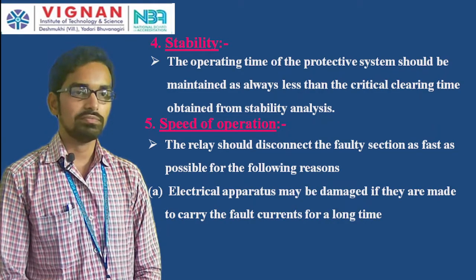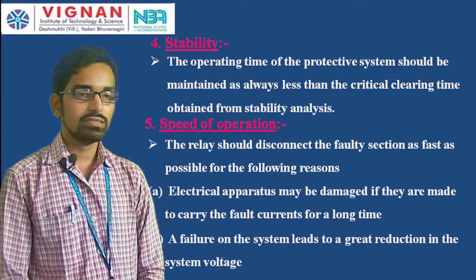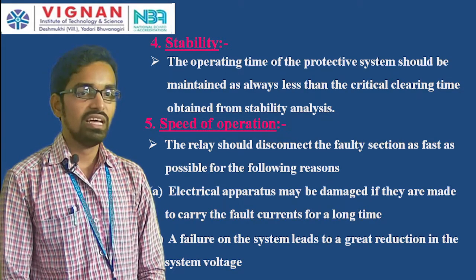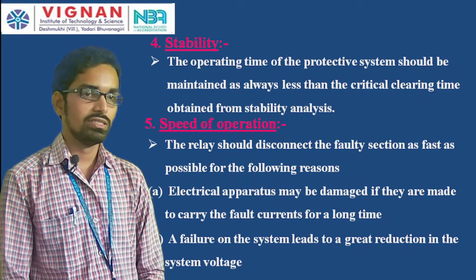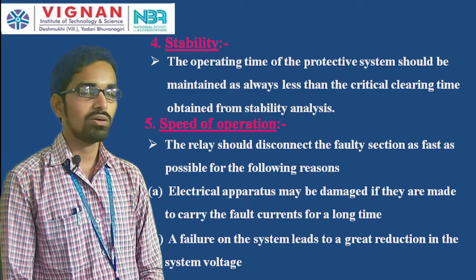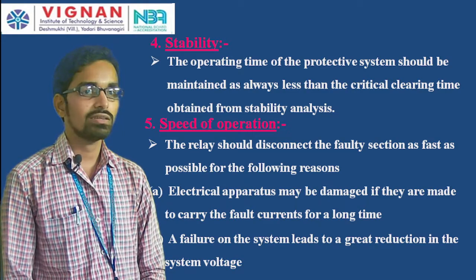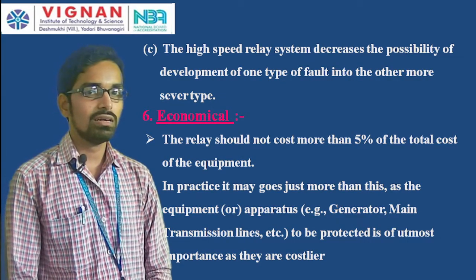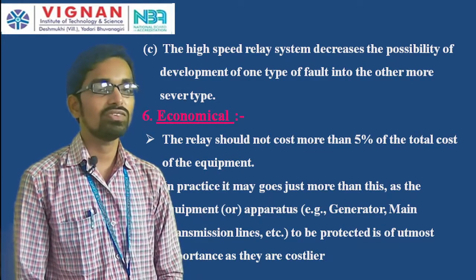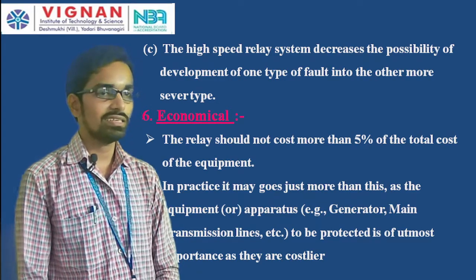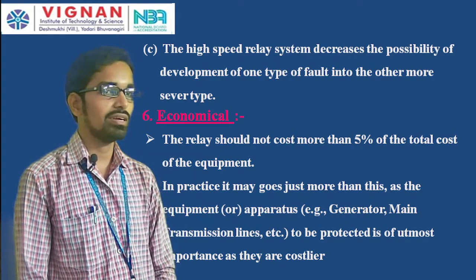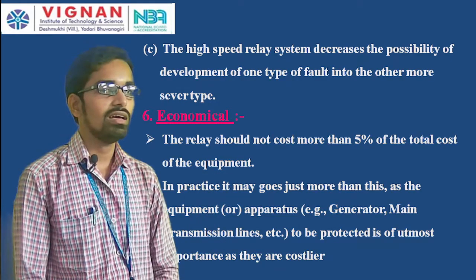So, we should not lose them as they are costlier. The next reason is that a failure on the system leads to a great reduction in the system voltage. If the system voltage is reduced, then what happens? Then a low voltage problem arises, right? That is not desirable. The third reason is that a high speed relay system decreases the possibility of development of one type of fault into another, more severe type of fault.